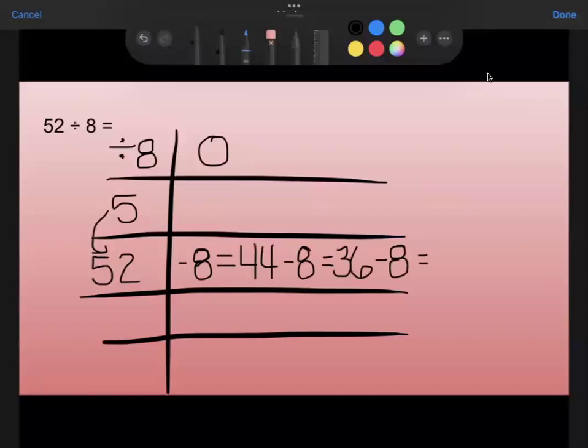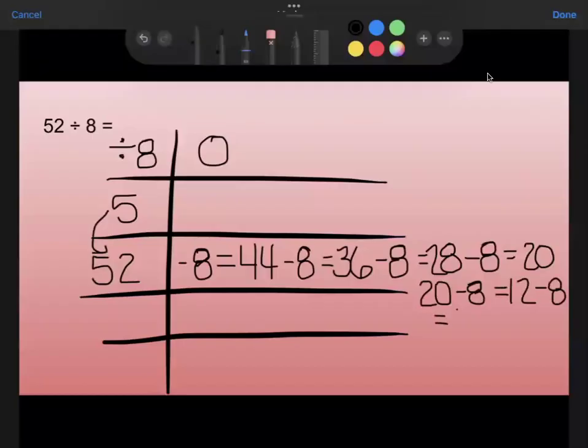So 36 minus 8 is 28. Now this one I know, 28 minus 8 is 20. Then I have to take 20, and I'm just going to write it again down here, minus 8. Let's see, 20 minus 8 should be 12. Good. And then minus 8 again equals 4. Now I can't subtract any more 8s.